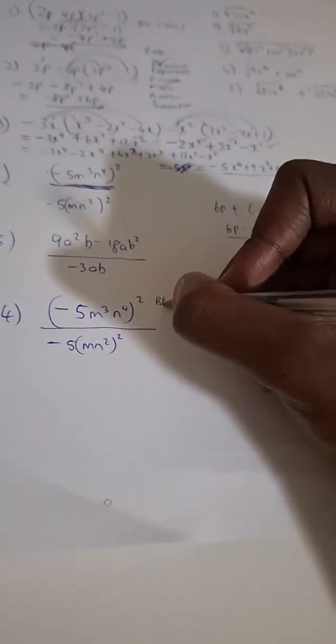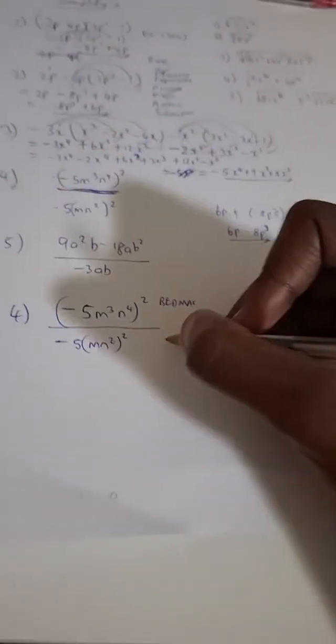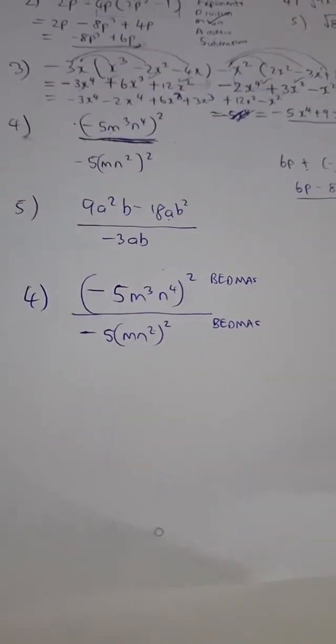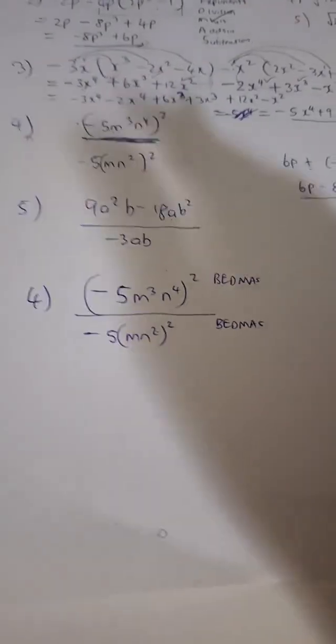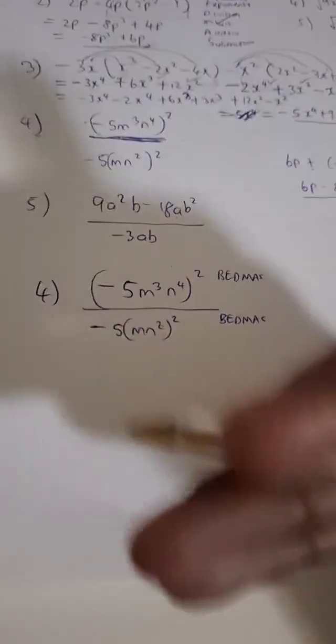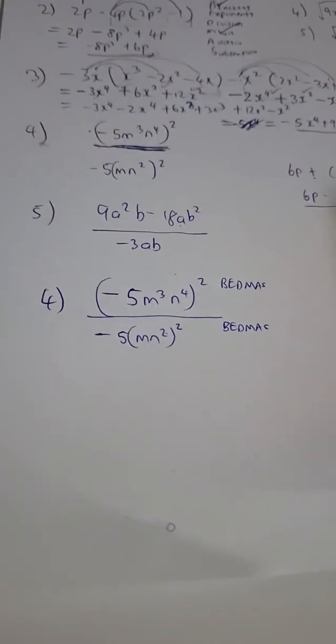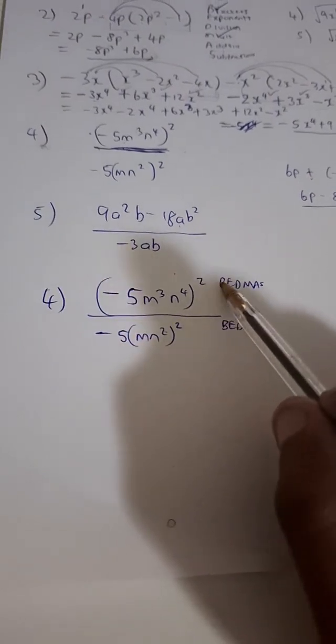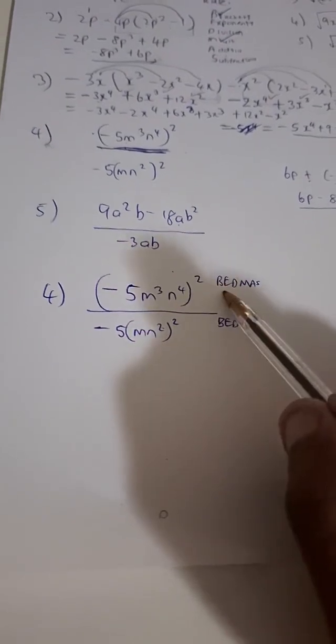So BEDMAS must be applied at the top and BEDMAS must be applied at the bottom. Then those two will be simplified sufficiently so that we can then do what? Then we can divide the two together. Yes. So we take care of the numerator family alone using BEDMAS.